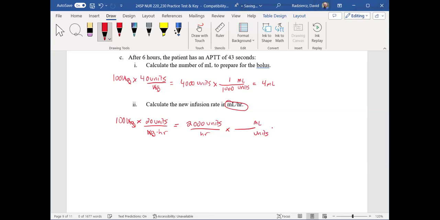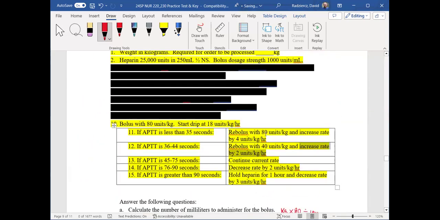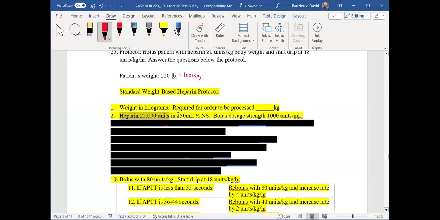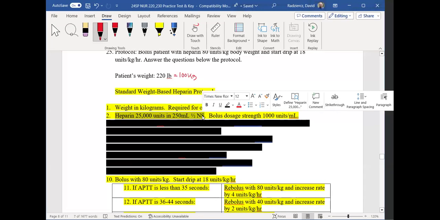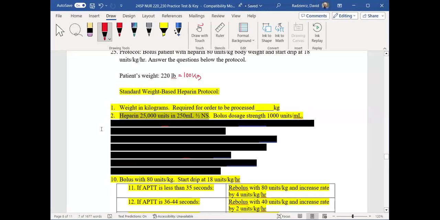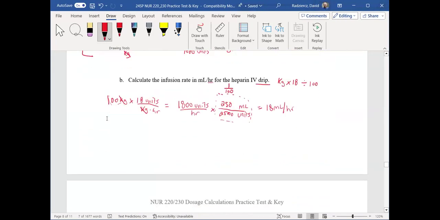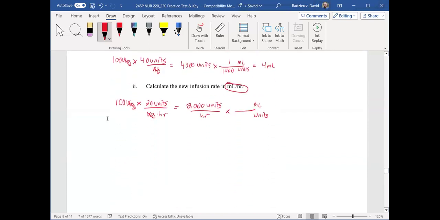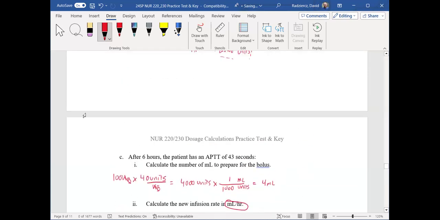So I want to convert units to milliliters. And then I'm going to go back and I'm going to use the protocol to tell me what my available is. My available is 25,000 units, 250 milliliters, half normal saline. Fill in the blanks here, 25,000, 250. Remember, that's the same thing as 1 over 100. So my answer is 20 mL per hour. Because it was 18 before, right?